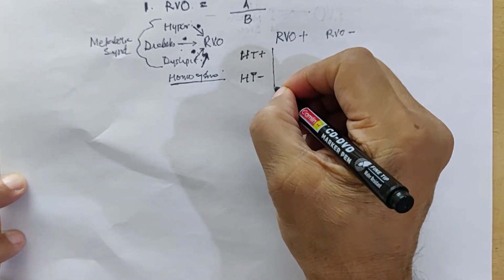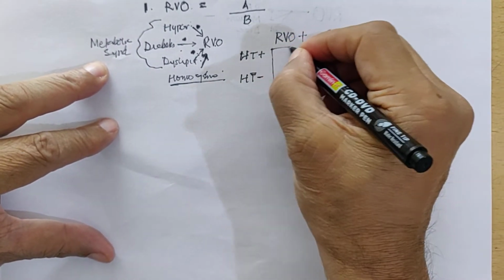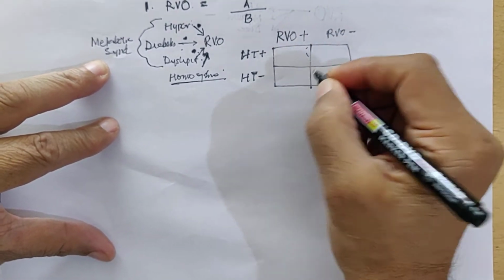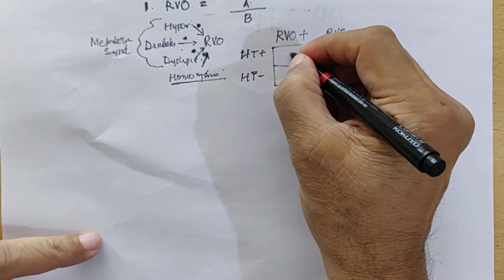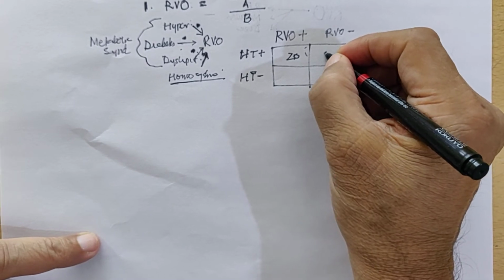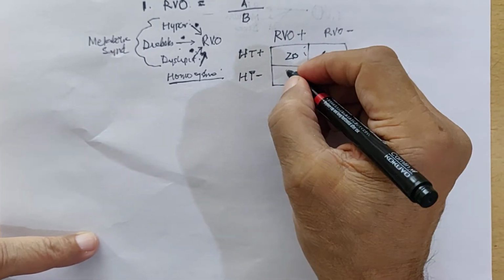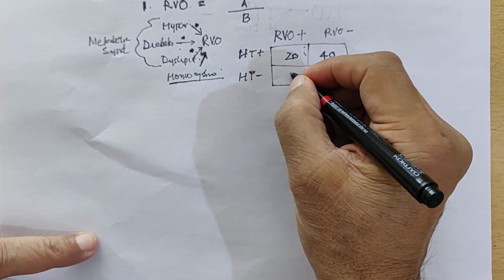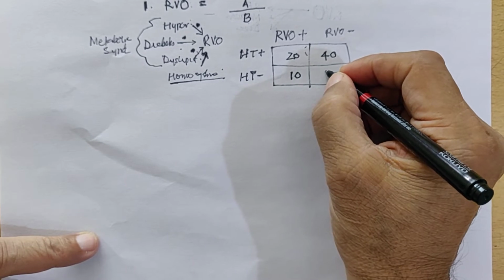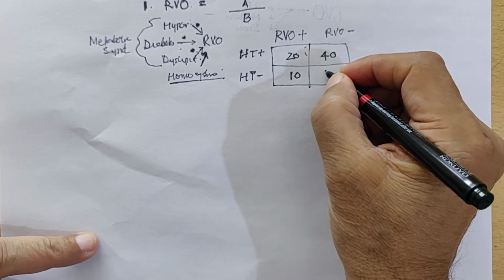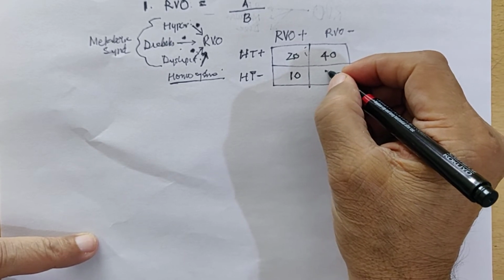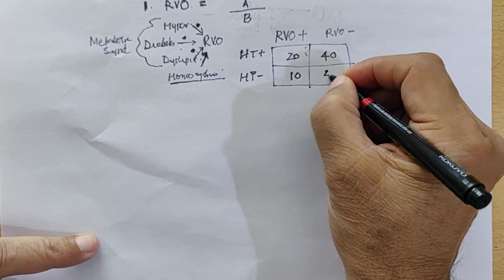So if you make a table like this, and you have numbers here. Let us say 20 had this, 40 had this, and in the hypertension negative group only, let us say 10 out of 40 had this.